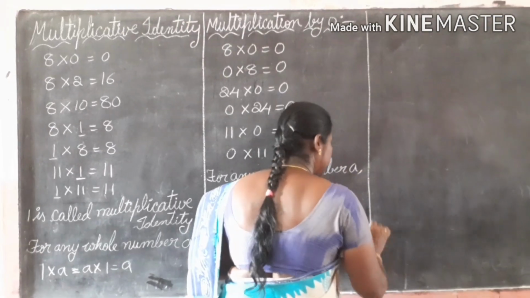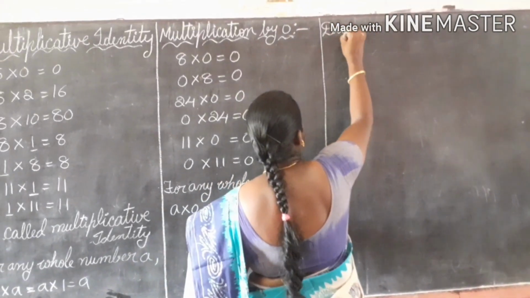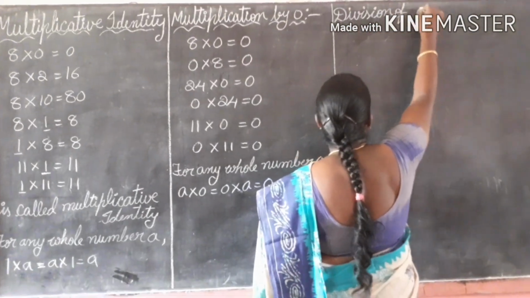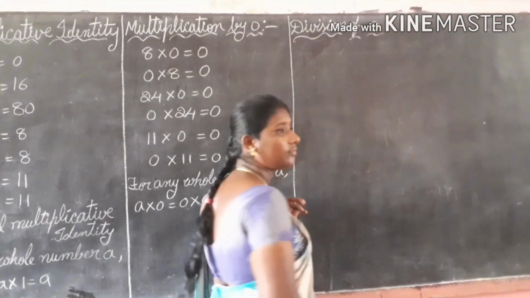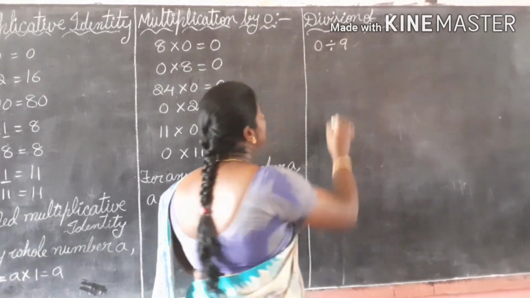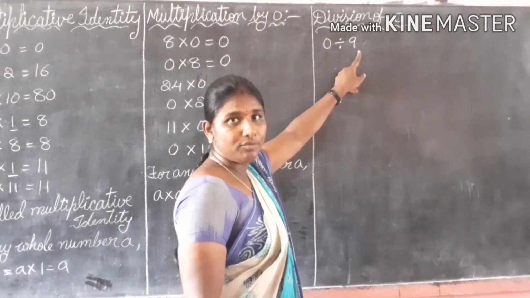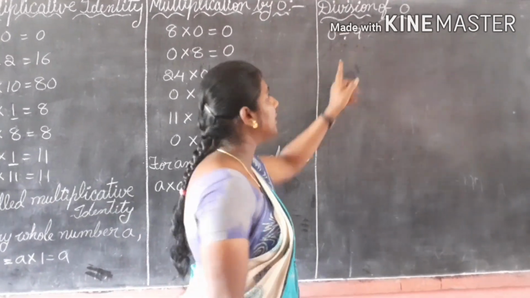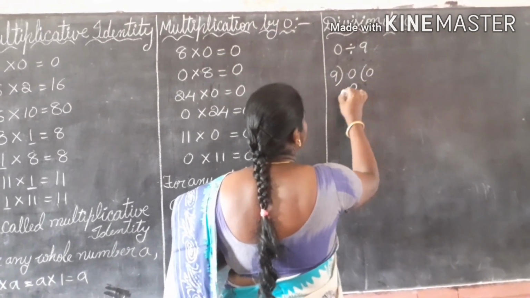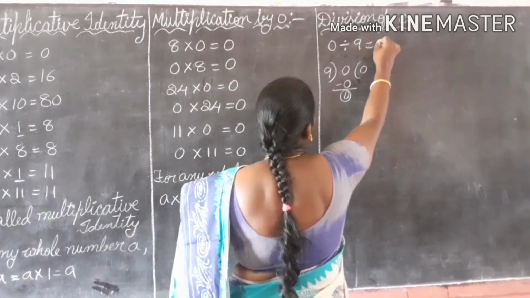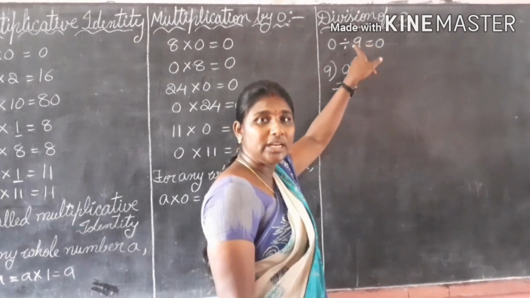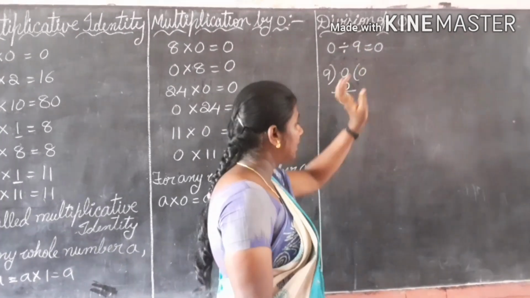Next one is division of 0. Here, suppose we take 0 divided by 9. That means we have to divide this 0 with 9. What will we get? We do the division with 9 into 0. We get quotient 0. So, when we divide 0 by any number, we get 0.